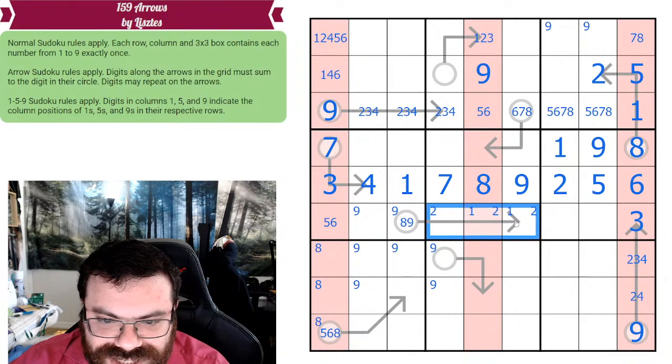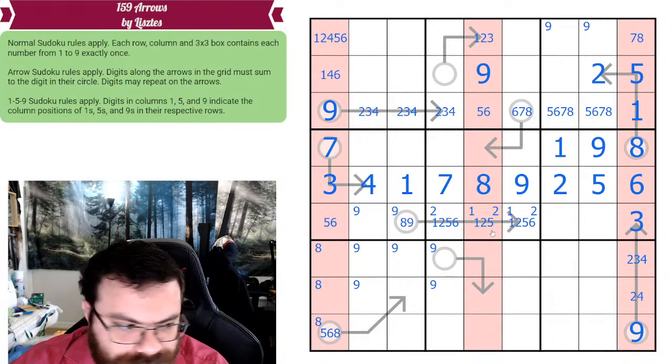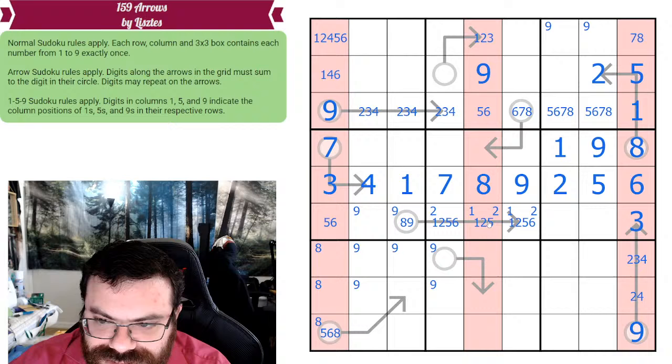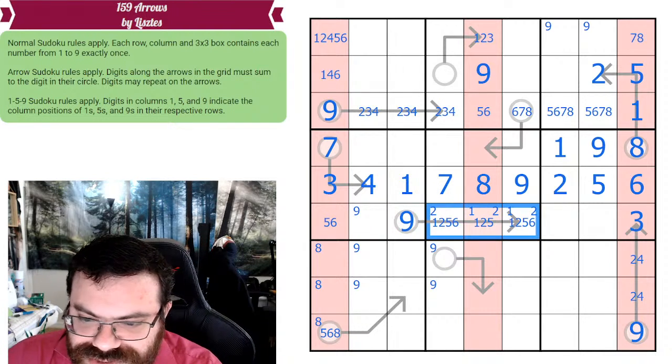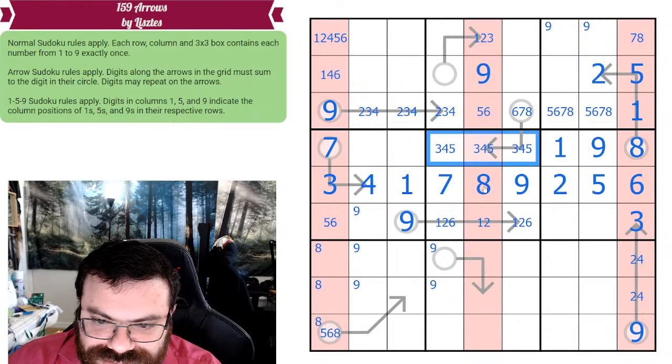So this is either 1, 2, 5 or 1, 2, 6. So if this were a 6, though, that would put a 5 there. That would be bad. So this is 1, 2, or 5. This 3 does eliminate 3 from there. So now this is not a 9. Oh, that places this 9. So now it's not 1, 2, 5. It is 1, 2, 6. So this is 3, 4, 5.